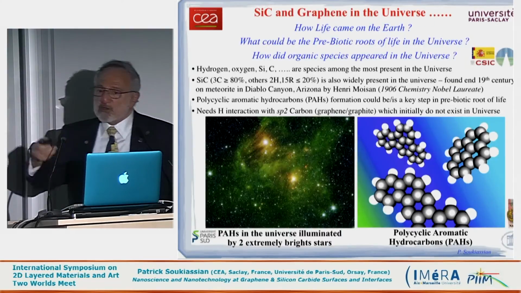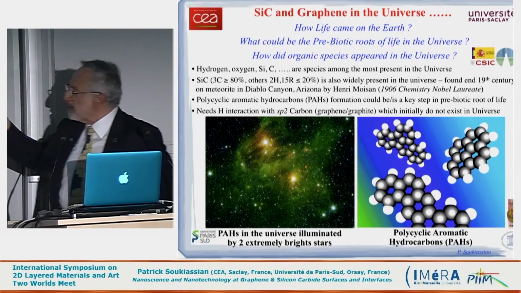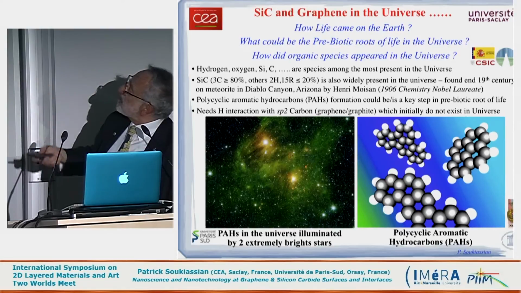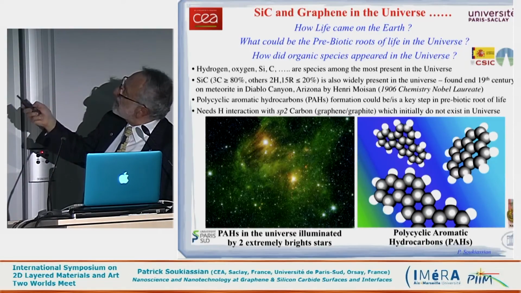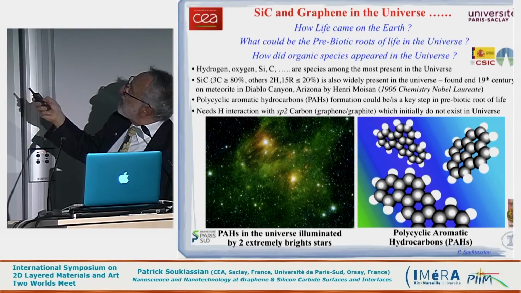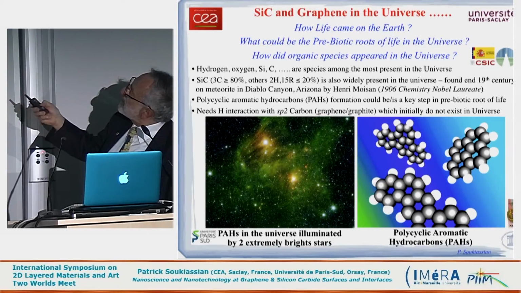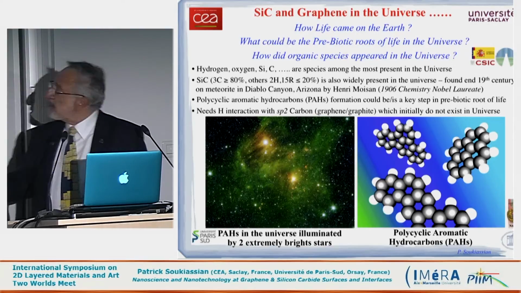So now let's move to something else and go from the nanoscale to the light-year scale. We're going into space now. Silicon carbide and graphene in the universe. Question: how did life come in the universe and on Earth? What could be the prebiotic route of life in the universe? How do organic species appear in the universe, which is mandatory to explain how life came?